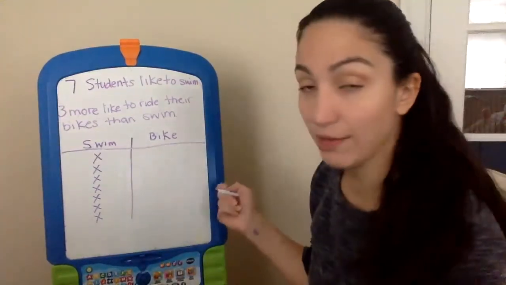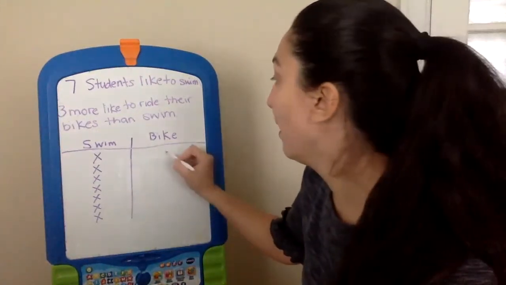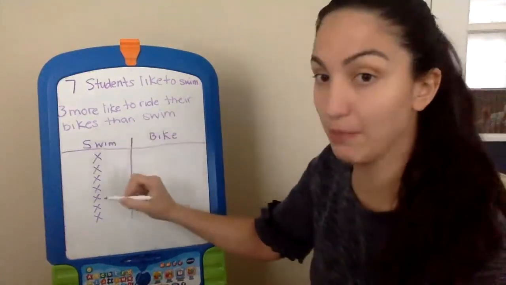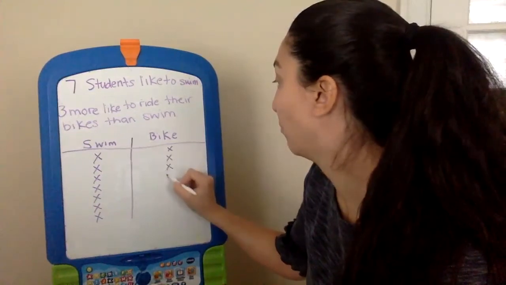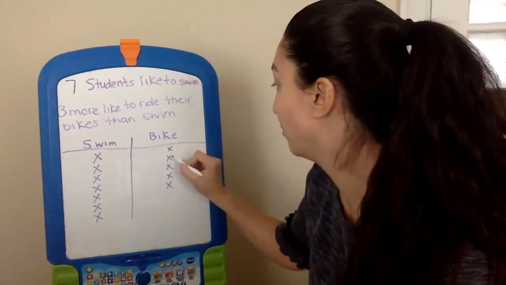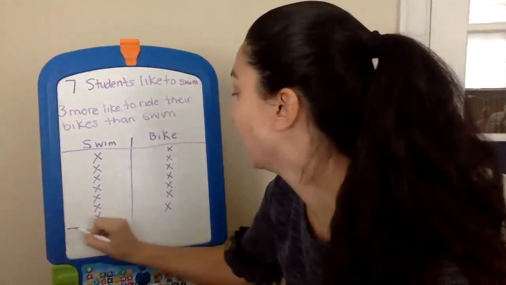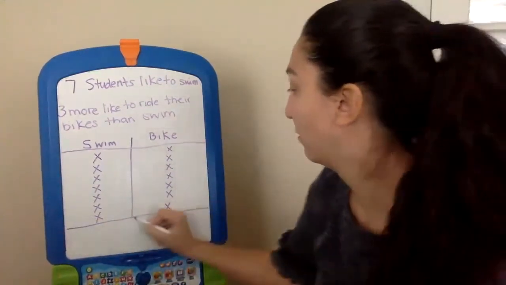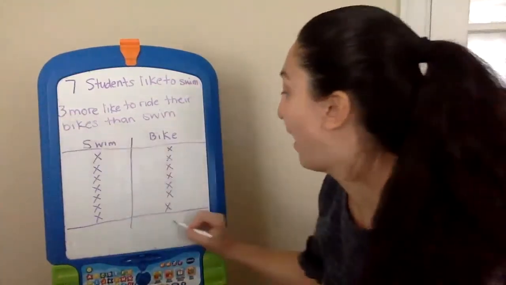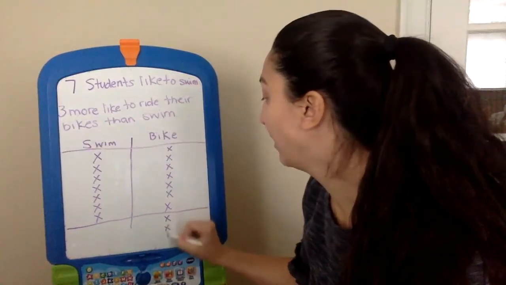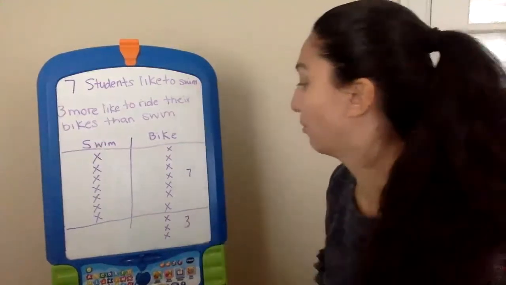So one of the strategies, which if you saw the video yesterday, since I know that it's 3 more, there's definitely 7 riding their bike. 1, 2, 3, 4, 5, 6, 7. That makes this even. Now I just have to add 3 more. So this is 7 and this is 3.